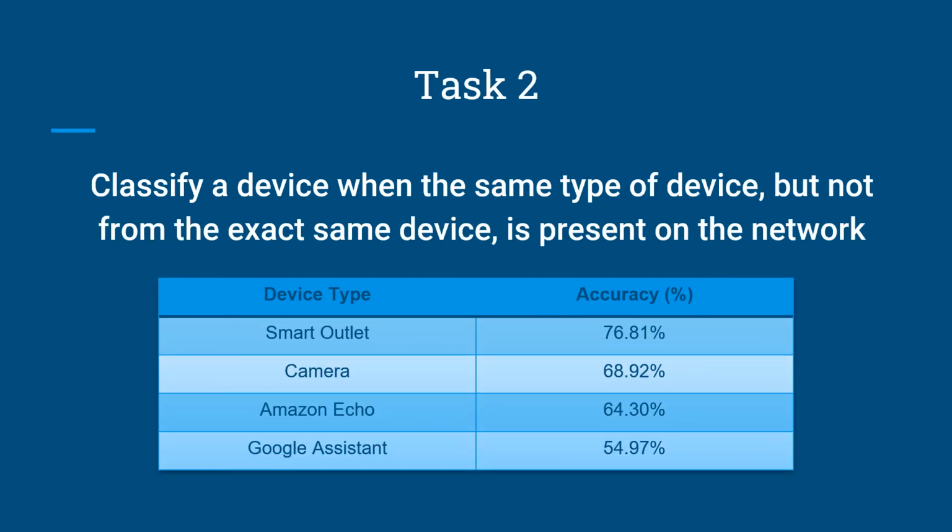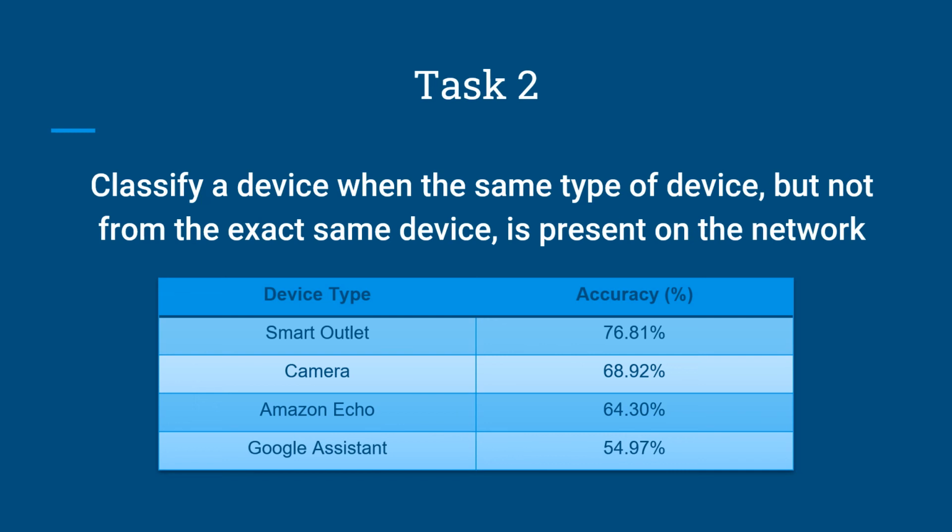The next task we wanted to solve was to classify a device when the same type of device, but not from the same exact device, is present on the network. For this, we had the Google Assistant, Amazon Echo, camera, and smart outlet device types that all contained more than one device per device type. This means other devices of the same type were used to train the neural network.